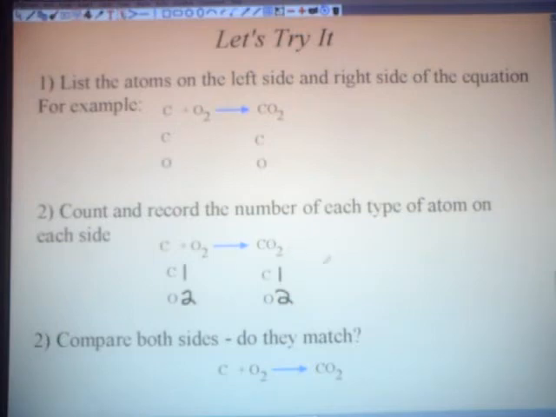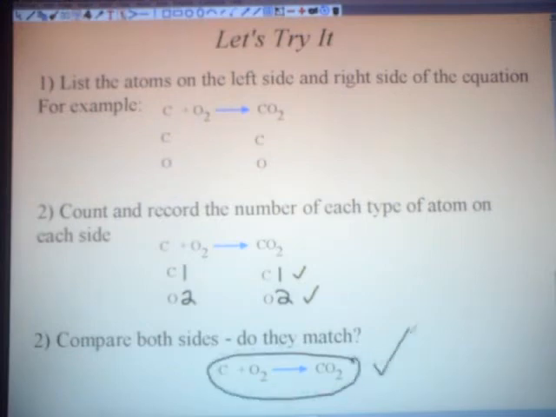The third step in balancing equations is to compare both sides to see if they match. On the left side, I have 1 carbon, and on the right side, I have 1 carbon. So that matches. On the left side, I have 2 oxygen, and on the right side, I have 2 oxygen. So they match. So in this case, there's nothing I need to do to the formula. This formula is balanced.